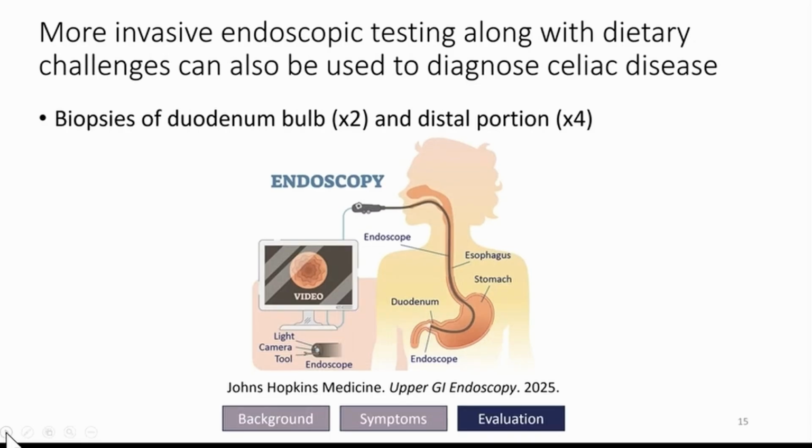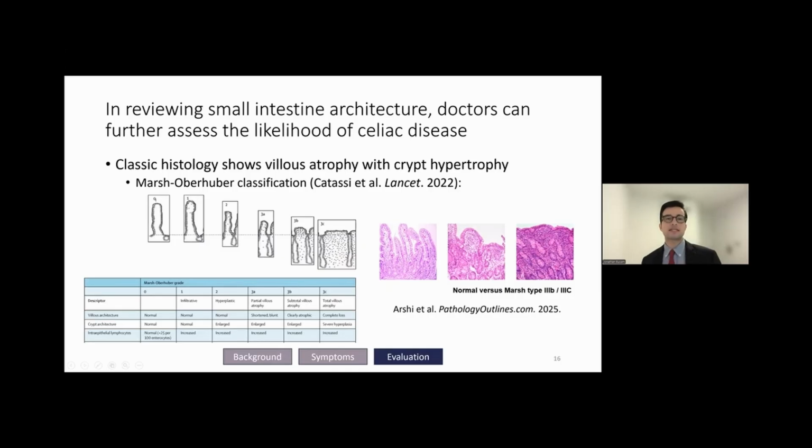At that intestinal level, in reviewing the intestinal architecture of the small intestine, they can further assess the likelihood of celiac disease. There are a couple of pictures here which show what the normal mucosa, what a normal intestine, looks like, and what we see in celiac. In celiac, the medical terminology you may hear is villus atrophy and crypt hypertrophy, which is classic of celiac disease.